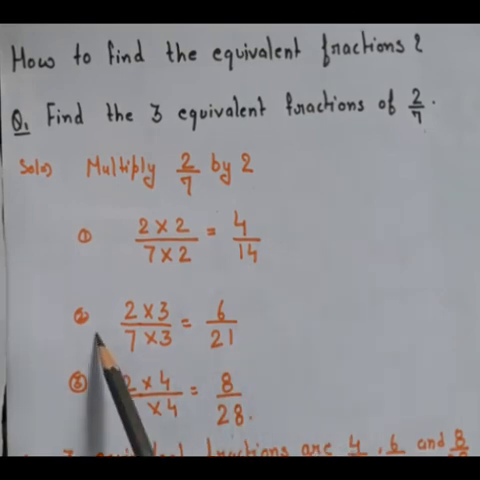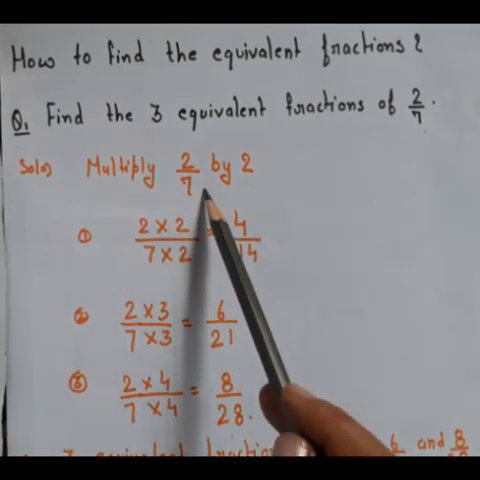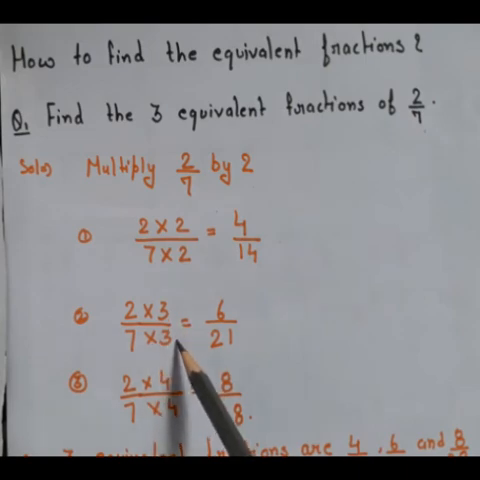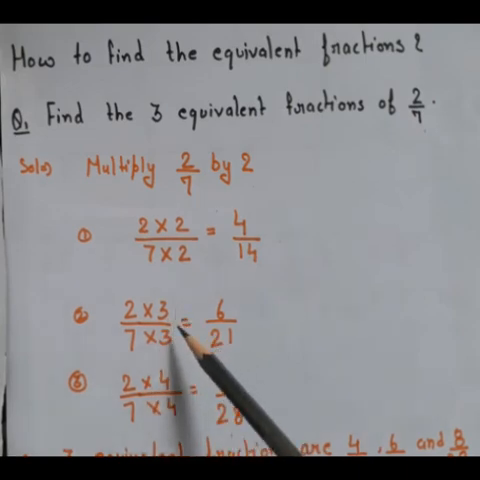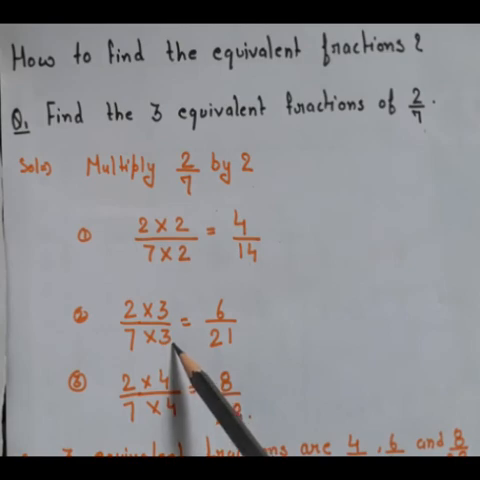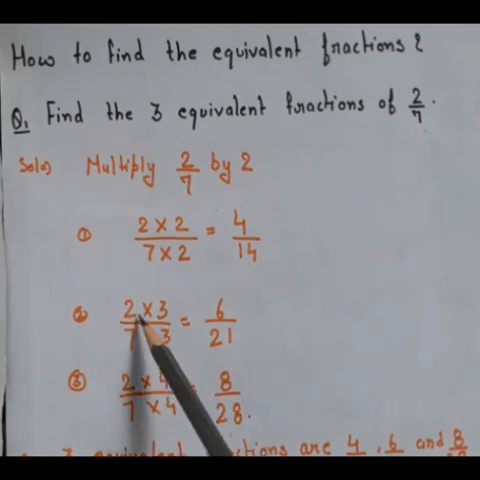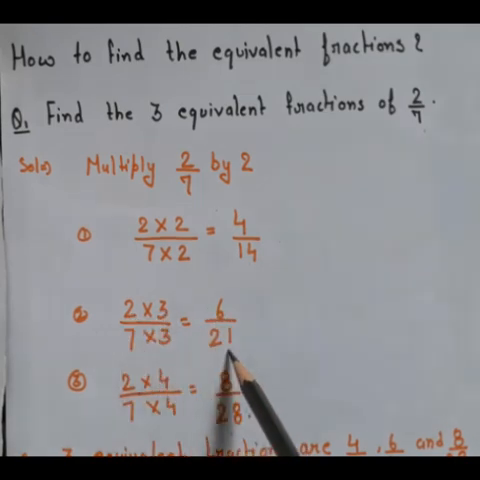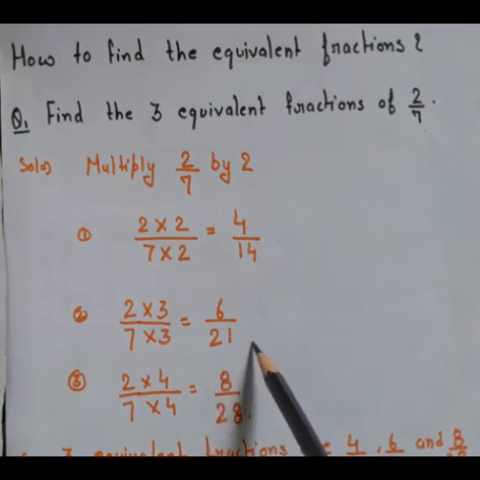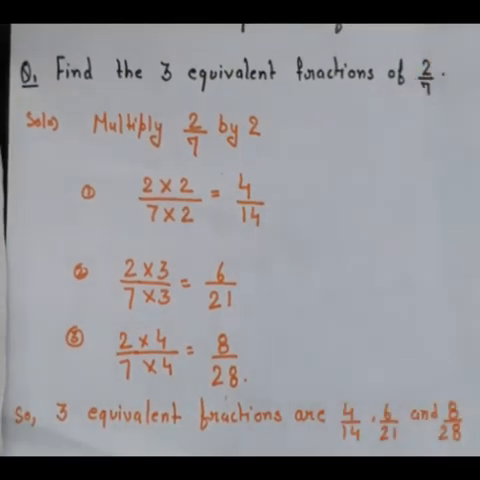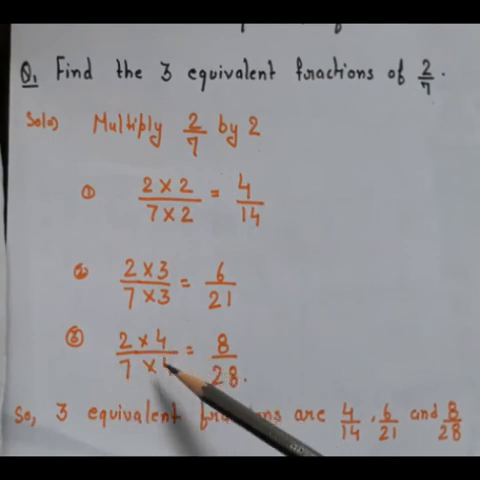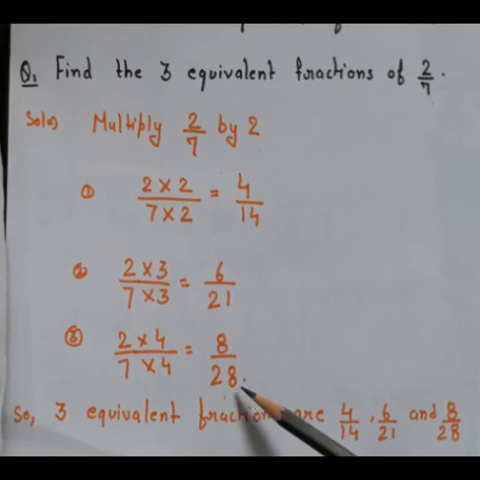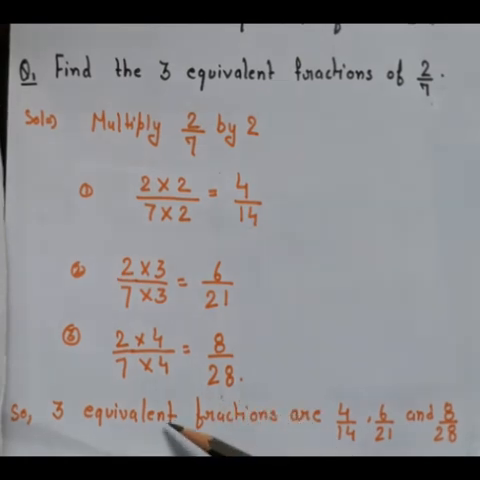Okay. Now for the second, you will take your fraction 2 by 7 and multiply it with 3. And you have to multiply both the numerator as well as the denominator with the same number for finding the equivalent fraction. So 2 3s are 6 and 7 3s are 21. Okay, this is your second equivalent fraction. And for the third one, I multiply the fraction 2 by 7 by 4. So when I have done the multiplication, it's 2 4s are 8 and 7 4s are 28. So the three equivalent fractions of 2 by 7 are 4 by 14, 6 by 21 and 8 by 28.